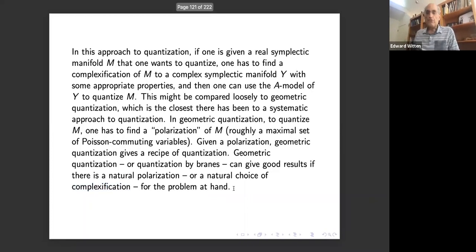An important fact is that quantization is not completely canonical. So in either geometric quantization or quantization by branes, generically what you get does depend on the choice you made. Geometric quantization gives a result that generically depends on the polarization, and quantization by branes will give a result that generically depends on the choice of complexification. It occasionally happens that different choices give equivalent results, but when that happens is quite exceptional and usually leads to important results.